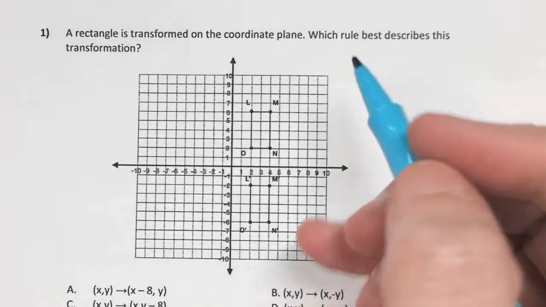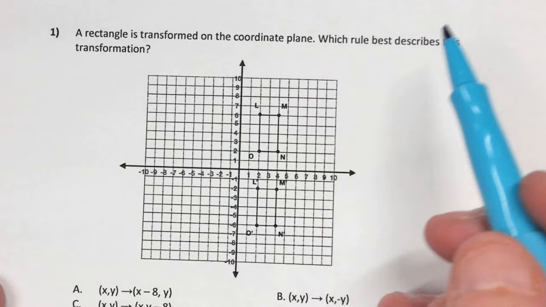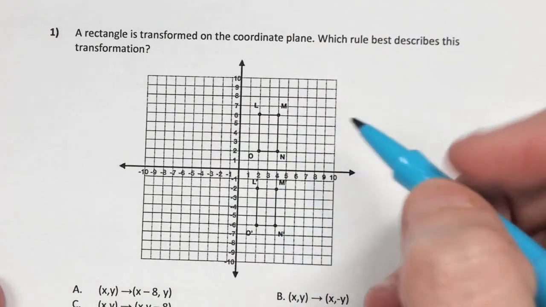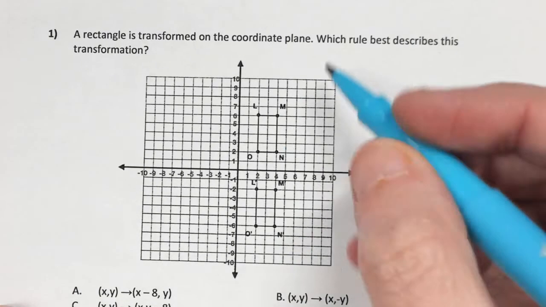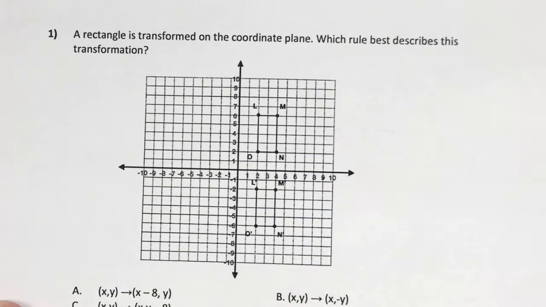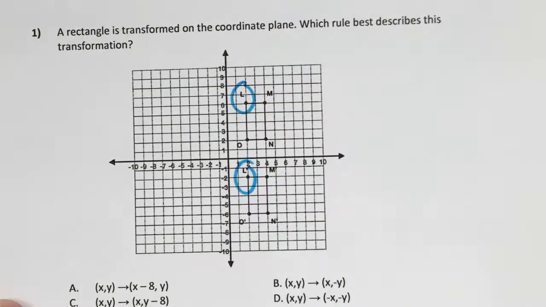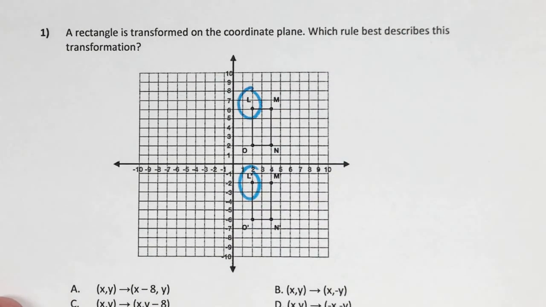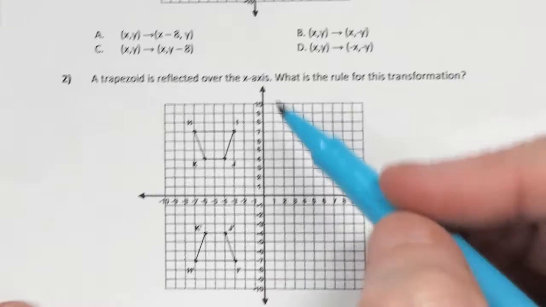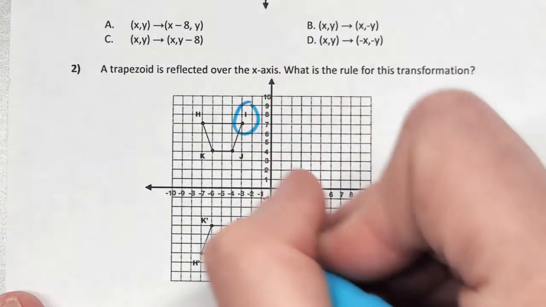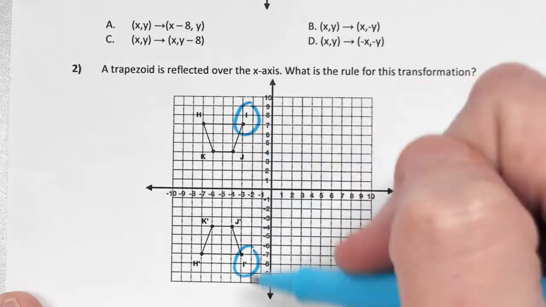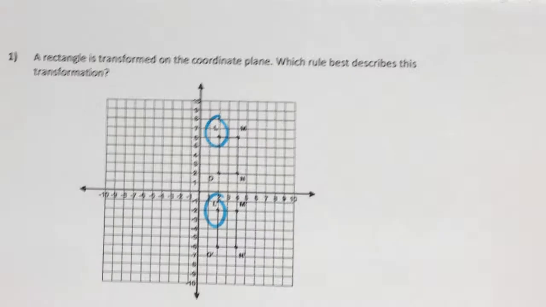This guy right here looks like a translation. The reason I say that is because when I look at this shape, it's shifted down. Now, it could be a reflection, but notice the L and the L are in the same place. If it was a reflection, I would expect, you see how they're not in the same place? It's because they flipped. But this didn't flip, it just shifted.